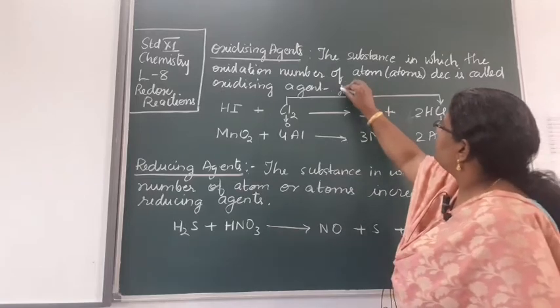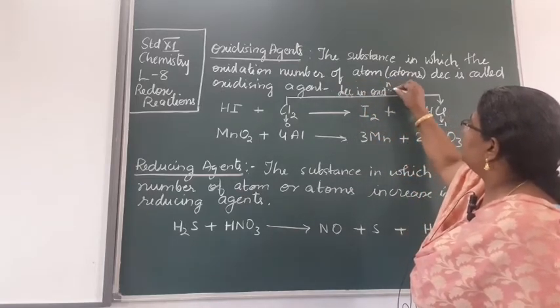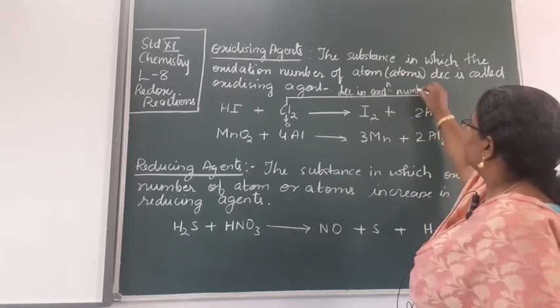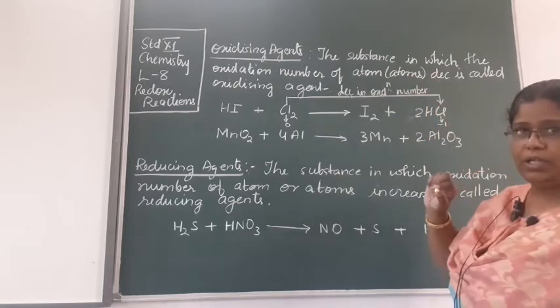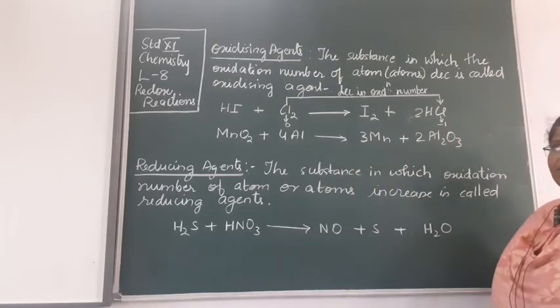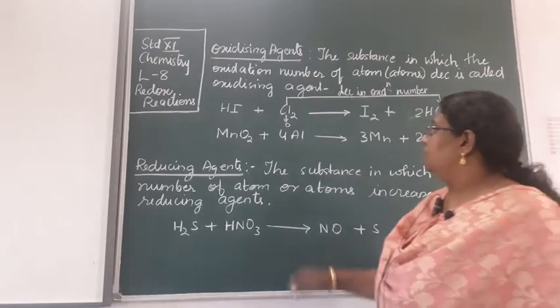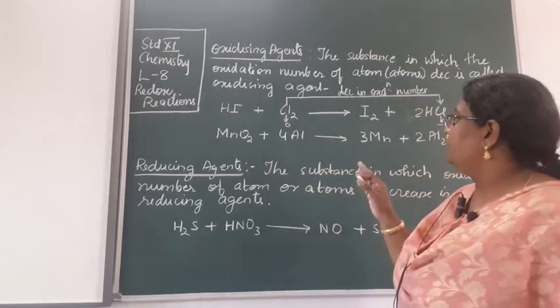Okay. So, here what do you find? Decrease in oxidation number. Decrease in oxidation number होता है. Therefore, it will be called an oxidizing agent. Are you understanding that? Okay. Ab one another example we can take.